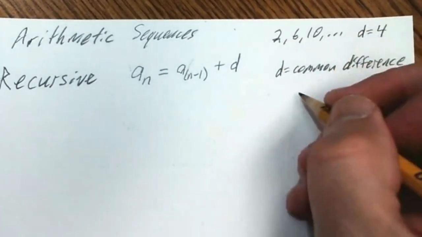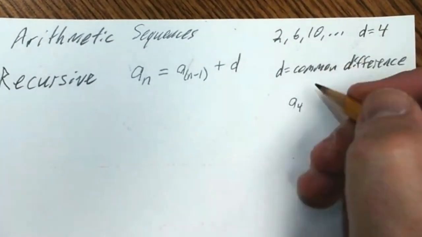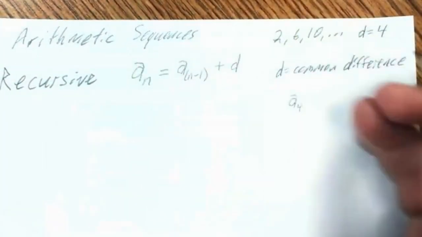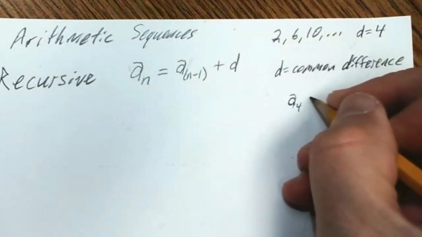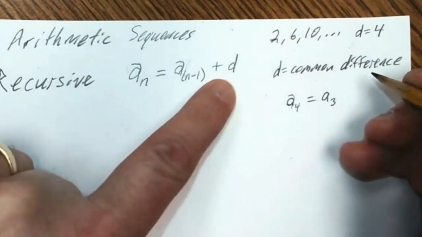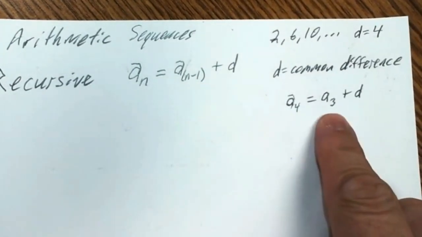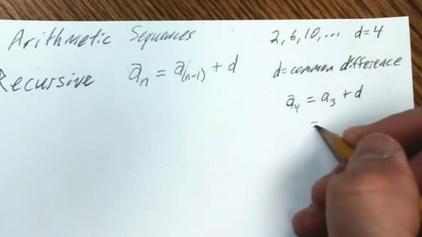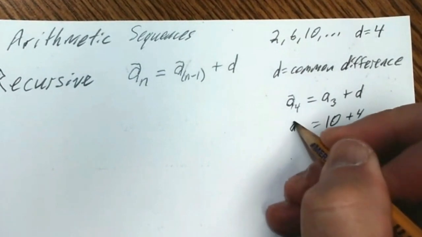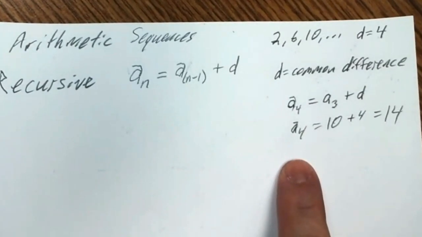So if I want to find the fourth term, a sub 4, I'll make the A's look a little fancy, like typewriter A's. A sub 4: my formula says if I can find what a sub 3 is and add the common difference, then I'll know what a sub 4 is. Well, I know what a sub 3 is. The third term is 10. The common difference is 4. So a sub 4 equals 14. That's the fourth term in the sequence.